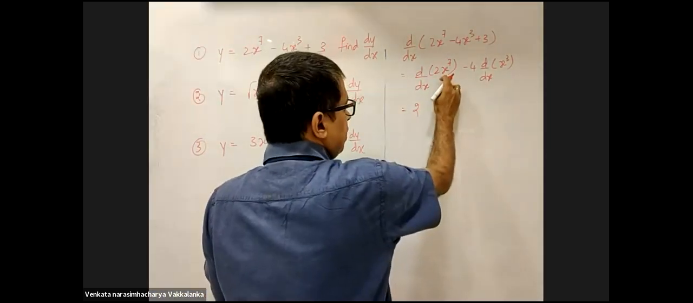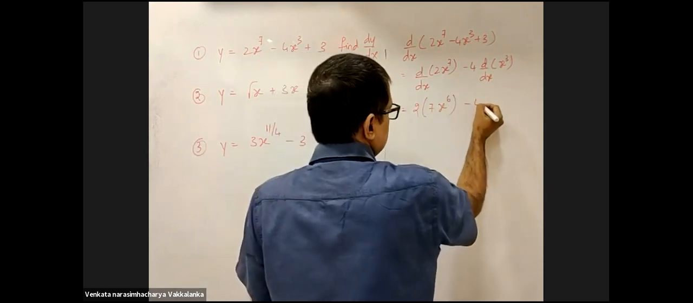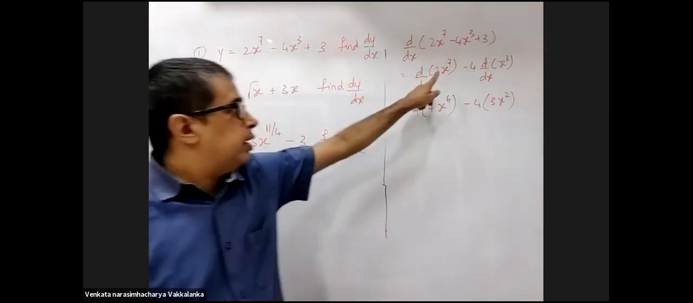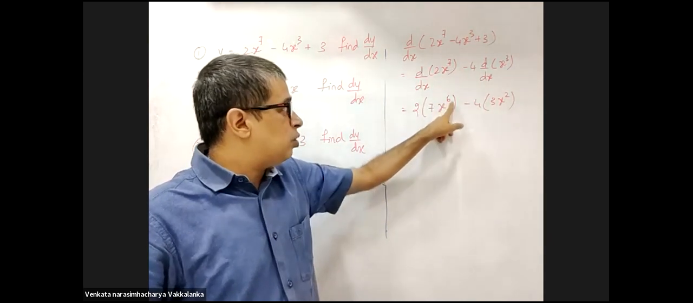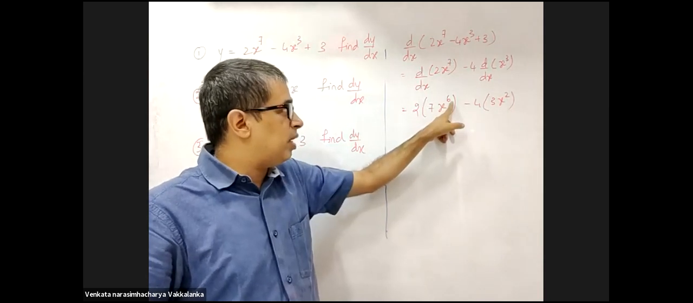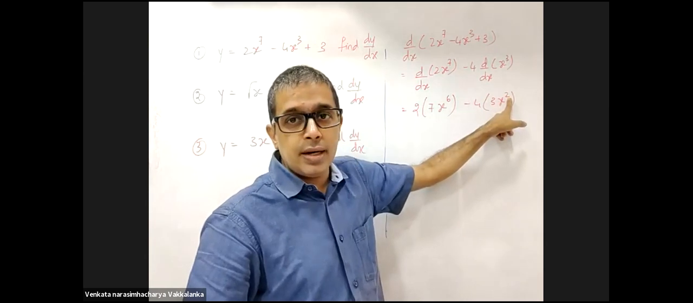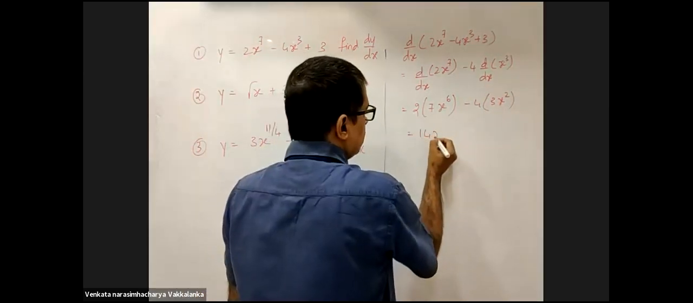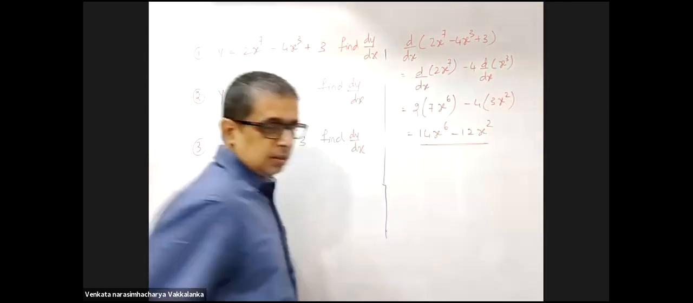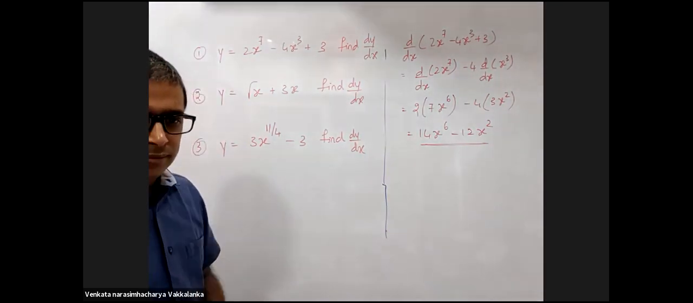2 d by dx of x to the power 7 is 7x to the power 6, and 3x to the power 2, using n x to the power n minus 1. This will be 14x to the power 6 minus 12x squared. Is this clear to all? Yes, sir.